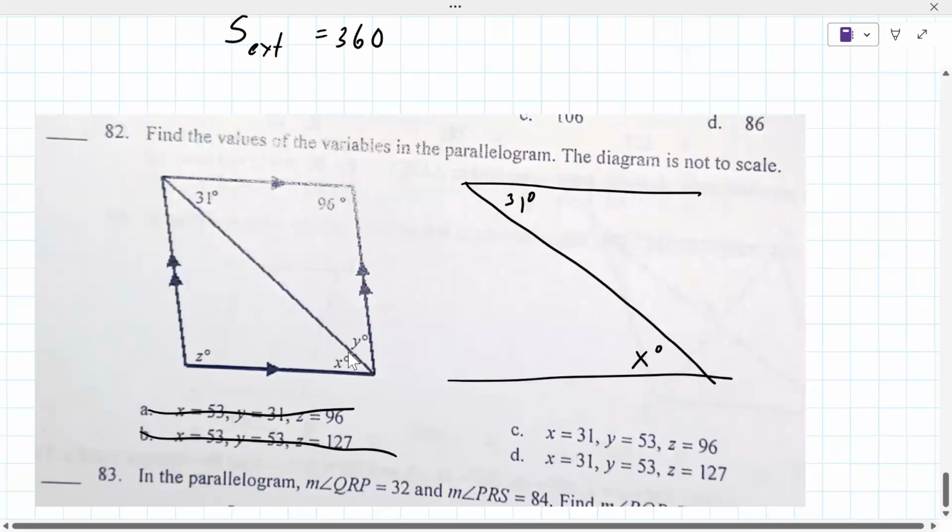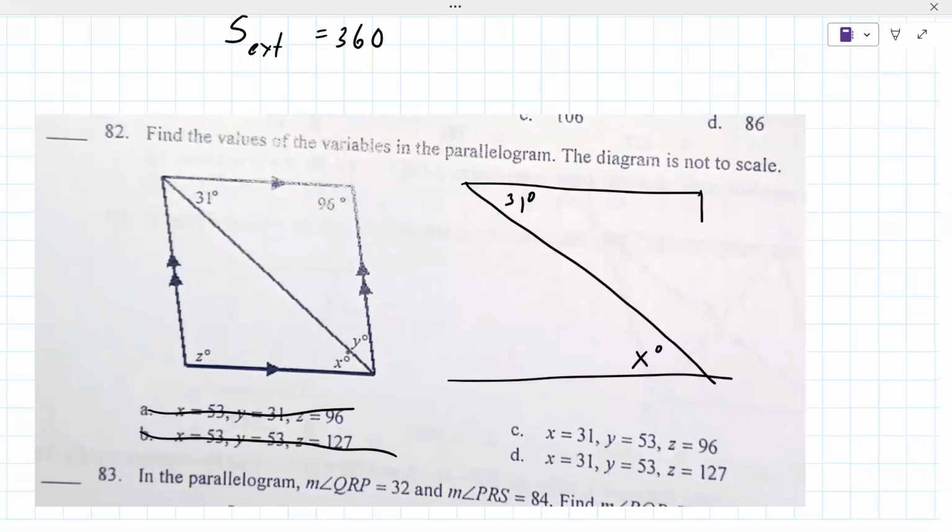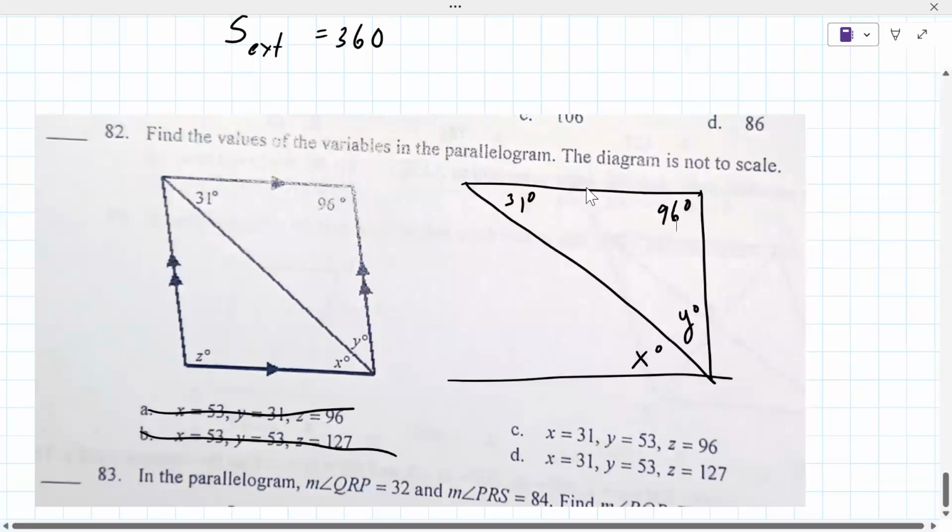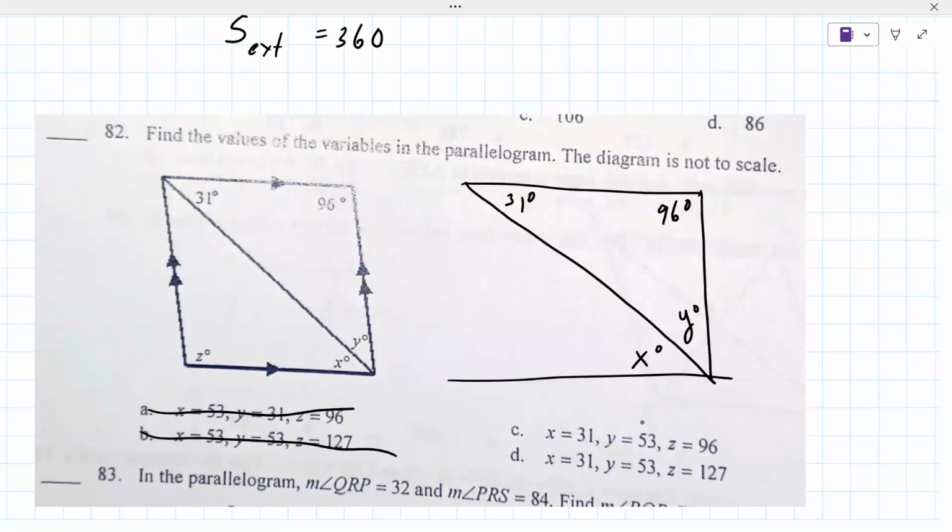Now, the other thing you can notice is what kind of shape is in the top right here. Right triangle. It is a triangle. It's not a right triangle, though. What do you know about the sum of the interior angles in a triangle? They add up to 180. So you can use that to find y. But here's the thing, y is 53, so not super useful, unfortunately.